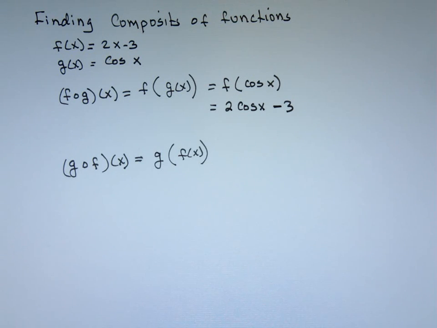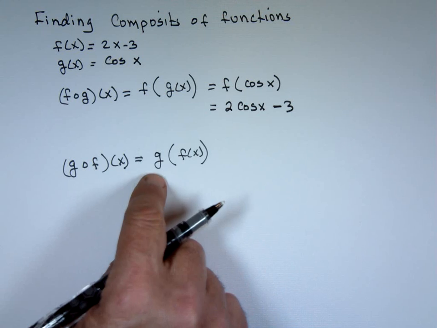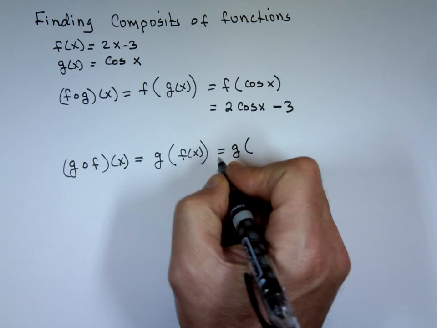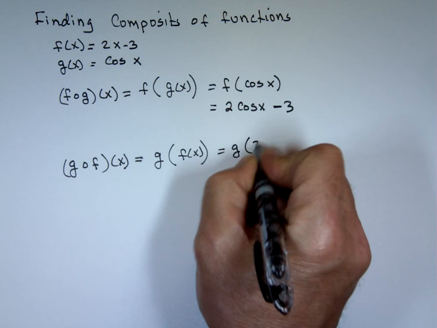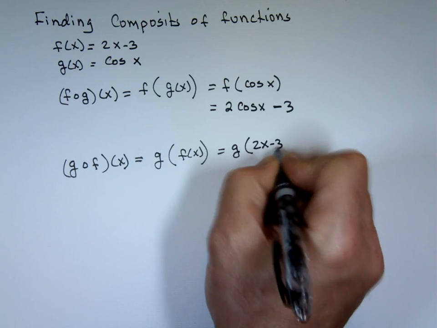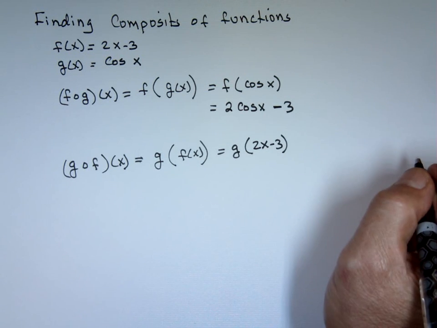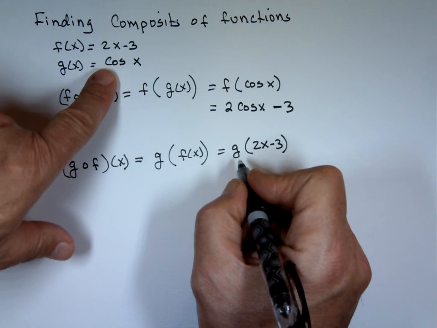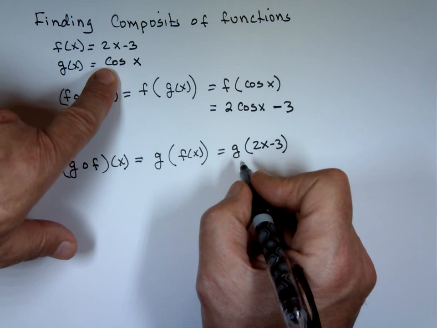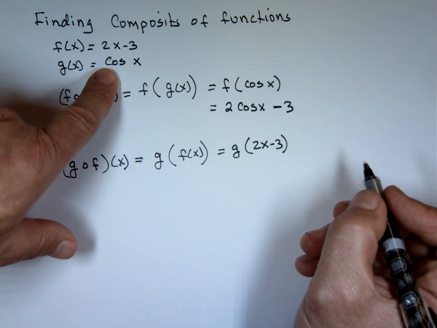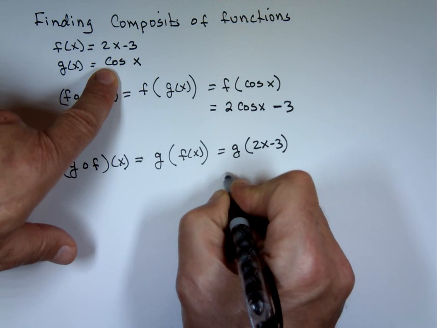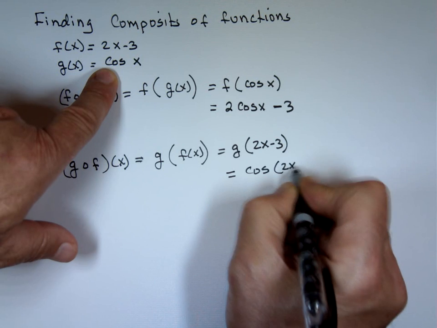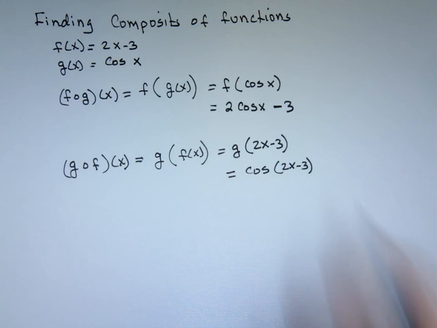What is g of f of x? What's f of x? 2x minus 3. It says go to the g function, which is this one, and every time you see x, replace it with what? 2x minus 3. That's going to be cosine of 2x minus 3. Are they the same? No.